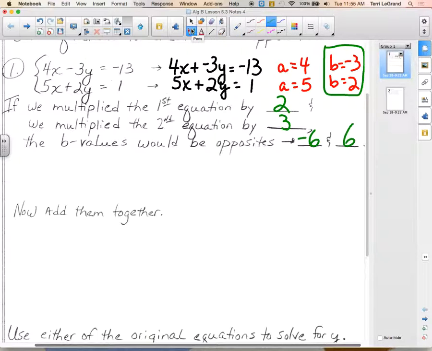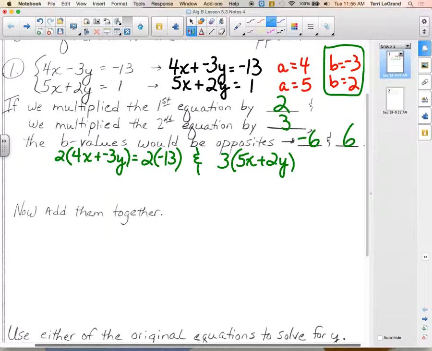Okay, let's do our multiplying in this space right here. So we're going to take the first equation and it says we're going to multiply it by 2. So 2 times 4x plus negative 3y equals 2 times that negative 13. And then we have to do the other one today also. So let's just write it down right away. We said we're going to take the second one and multiply it by 3. Okay, so we make our decision. Then we're going to have to rename both equations. So do your multiplying to get them renamed.